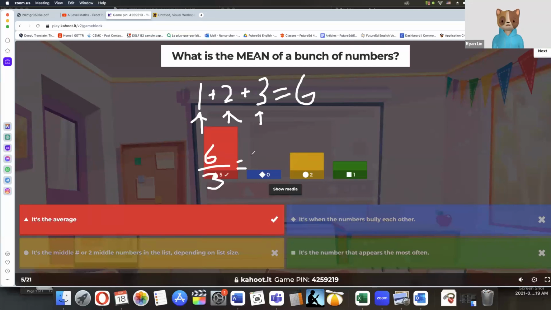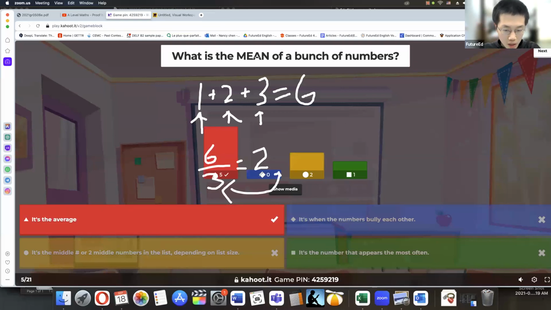Still thinking, still thinking. Wait, did you say 6 divided by 3? Correct. 2. It is indeed 2, because 2 times 3 is 6, so 6 divided by 3 is 2. You can interchange them. So yes, thank you, Rochelle. 6 divided by 3 is equal to 2. So in this case, the mean of these three numbers is 2.